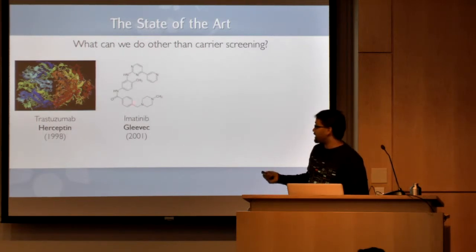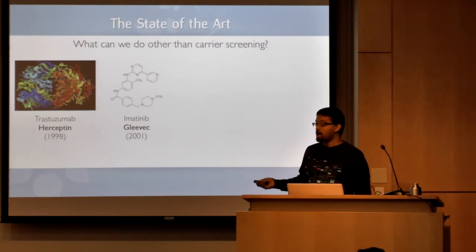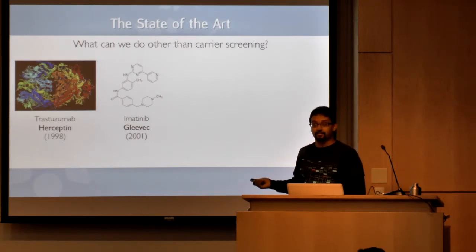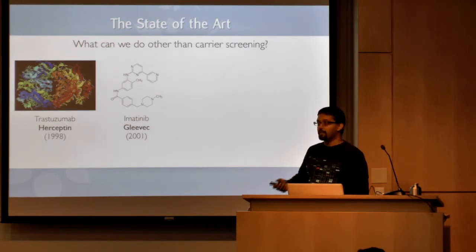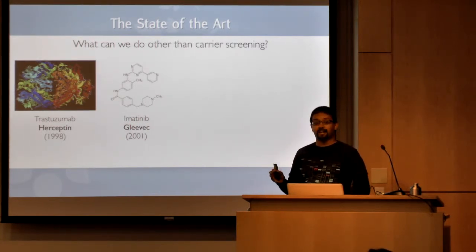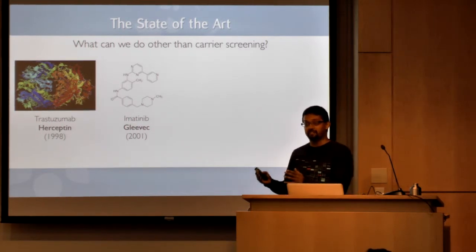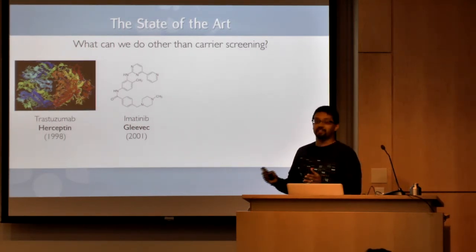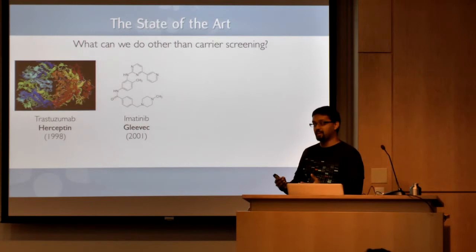A few years later, imatinib came out, also an oncology drug. So this is a drug against chronic myelogenous leukemia that targets, again, a very specific gene mutation known as the Philadelphia chromosome, or BCR-ABL fusion. So this gene fusion is actually responsible for most of the cases of this disease, but it's not present everywhere. And so again, you have to have a genetic test to make sure that it's actually relevant.